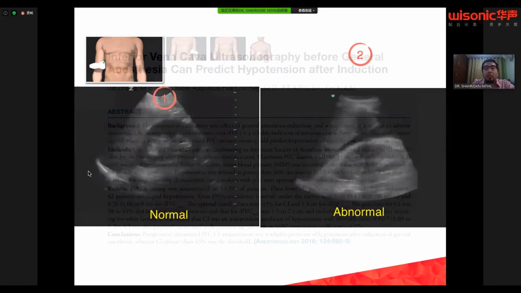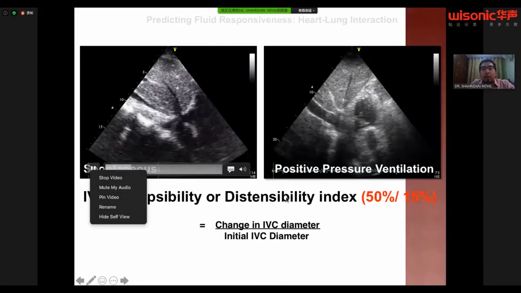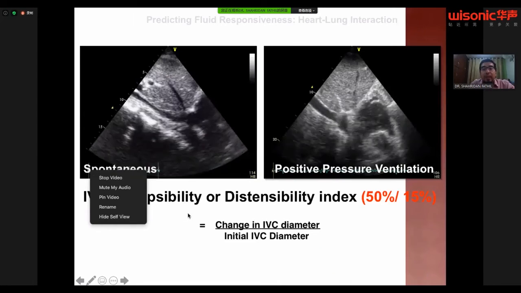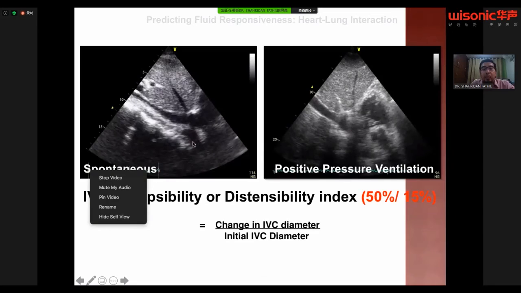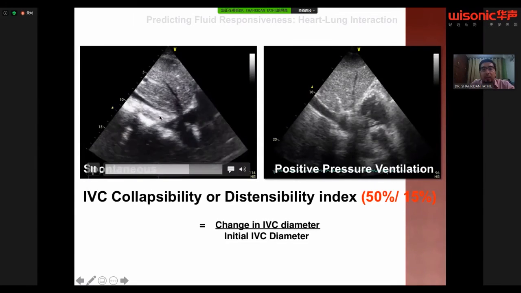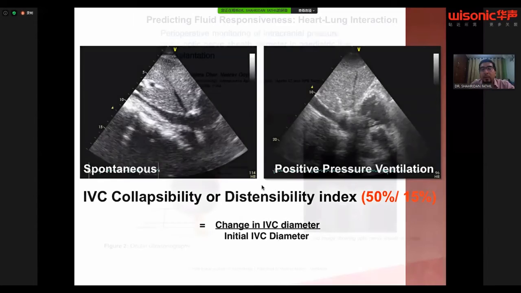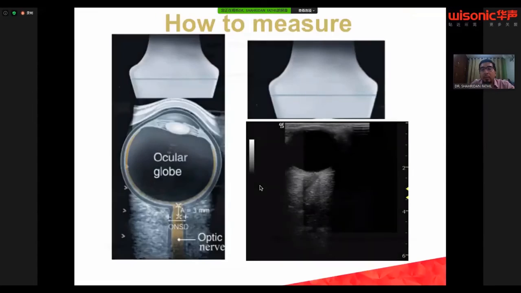Another modality to diagnose hypovolemia is IVC sonography. I'm not going to go into great detail, but this is what we do. For patients who are spontaneously breathing, if the IVC is collapsible with inspiration, we can safely diagnose hypovolemia. And in patients who are on IPPV, I'm just going to bring that back.